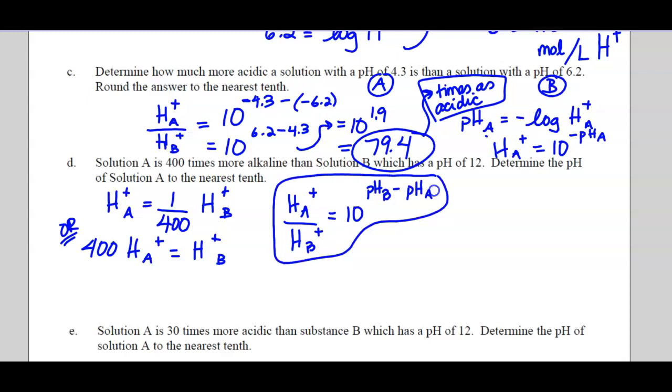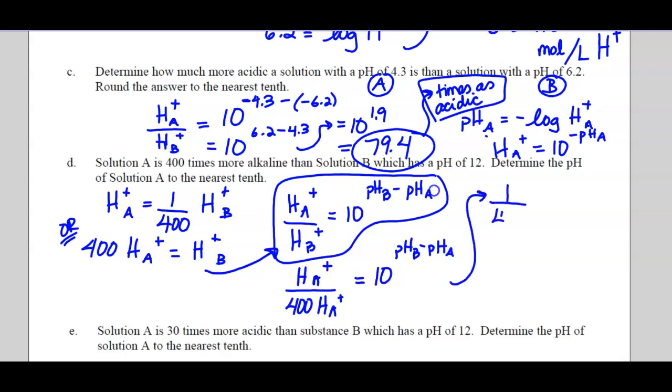Then you can either substitute 1/400 H of B in here or 400 H of A. Again, totally up to you how you want to think about that. So I'm substituting this in there to get this. And so really 1/400 equals, and now pH of B is 12, and we're trying to find pH of A. You're always flipping it up, and you can flip it.